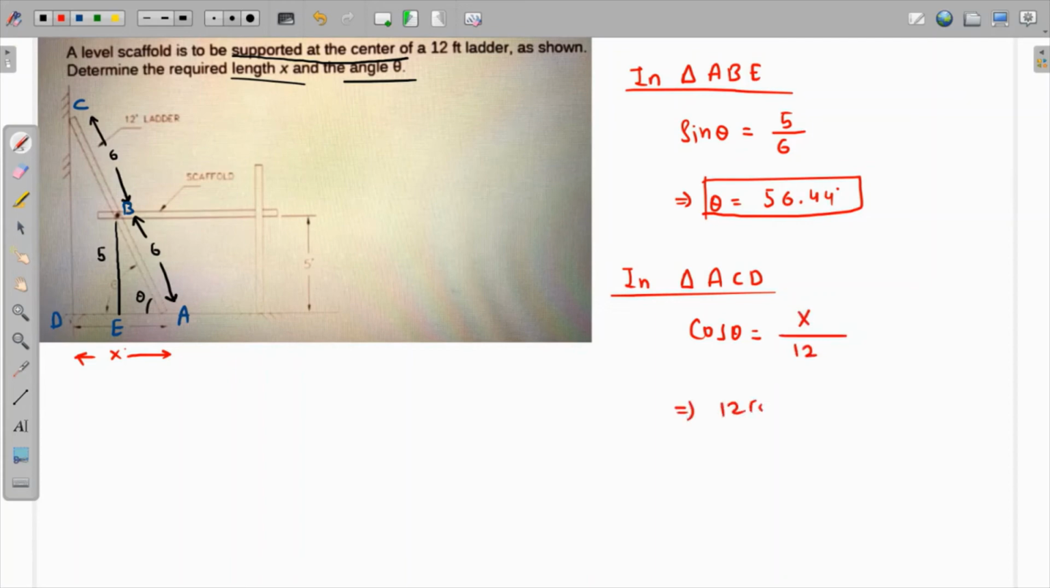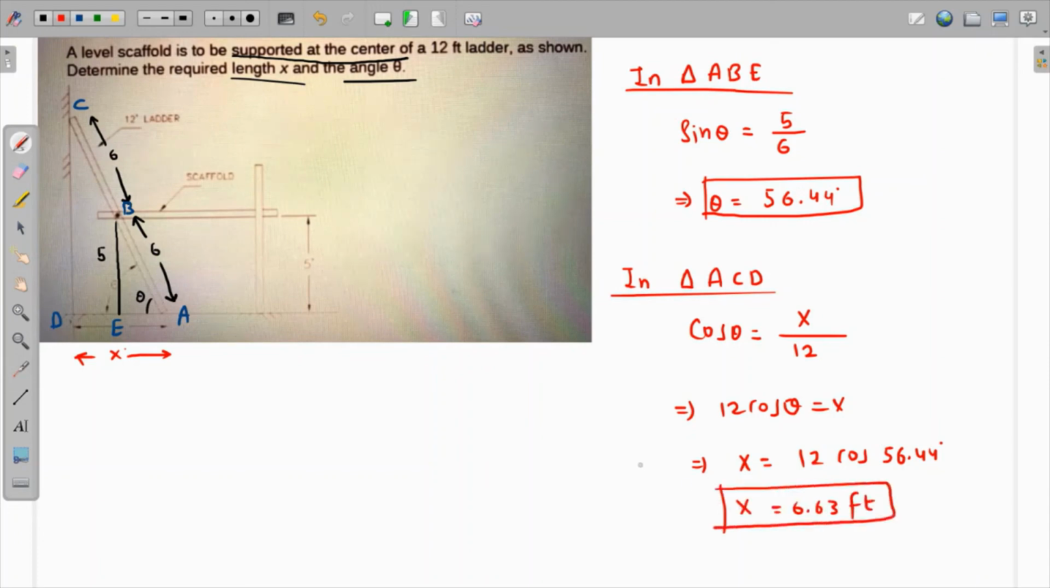So if we cross multiply, 12 cos theta will be x, which if we swap this equation, it will be 12 cosine of theta, where theta is 56.44 degrees. So let me just find the cosine of that and multiply this with 12 to get the answer as 6.63, and the unit is in feet. So this is the value of x. Thank you.